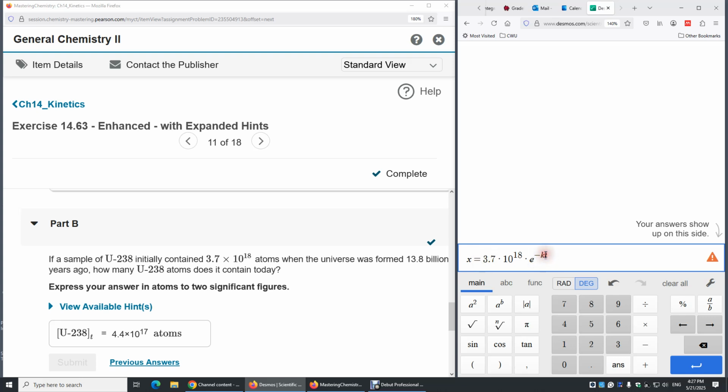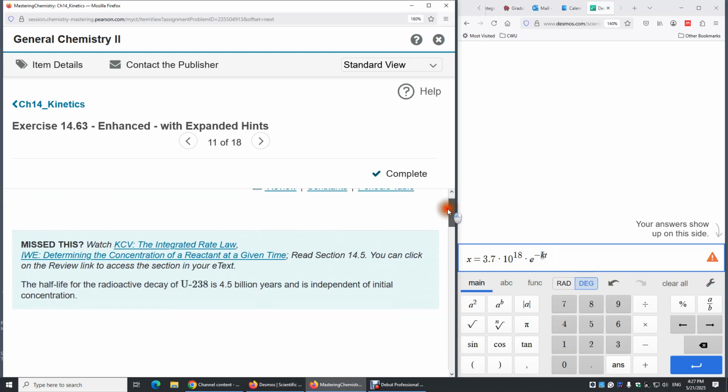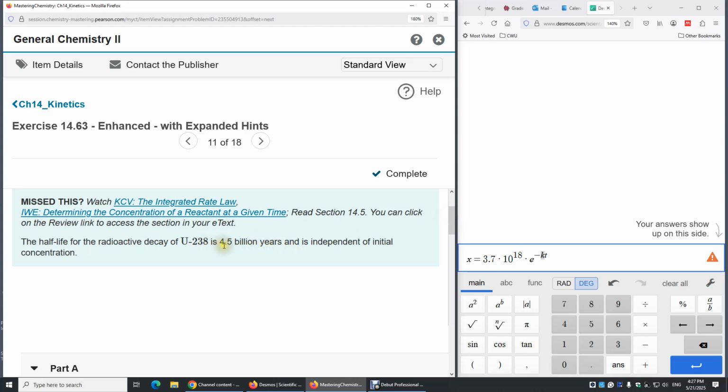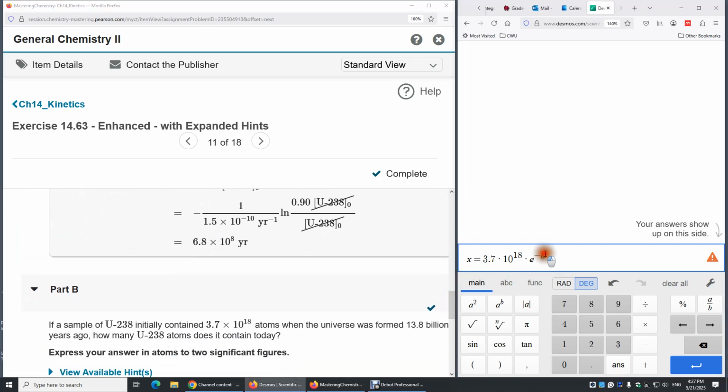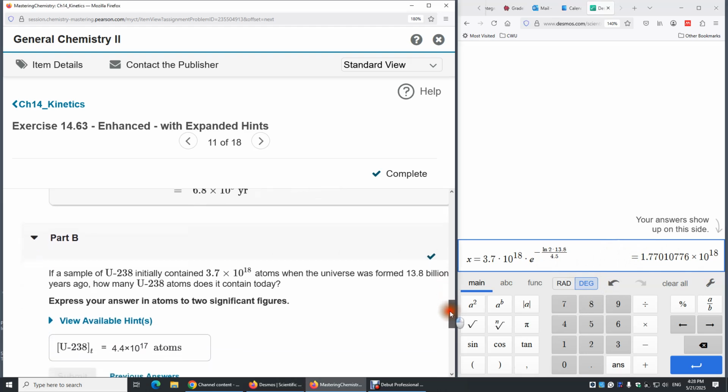So t is 13.8 billion, and k, we don't have k, but we have the half-life, so k is ln2 over half-life anyways. Let's just plug in this ln2 divided by half-life, which is 4.5 billion years, and t is 13.8 billion years. That's it. We'll get 1.77 times 10 to the power of 18. That's the number of atoms.